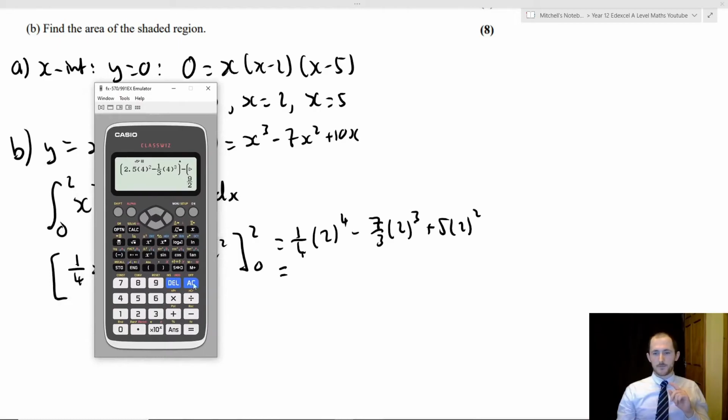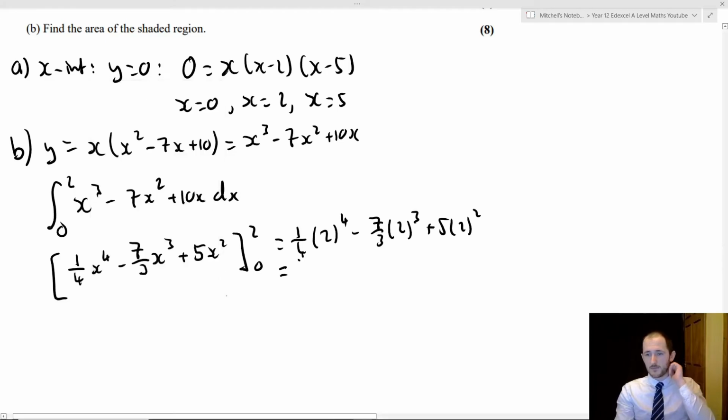So we're going to do 0.25, a quarter, to the power of 4, minus 7 over 3, 2 cubed, plus 5, 2 squared. Looks right to me, so 16 over 3, cool.